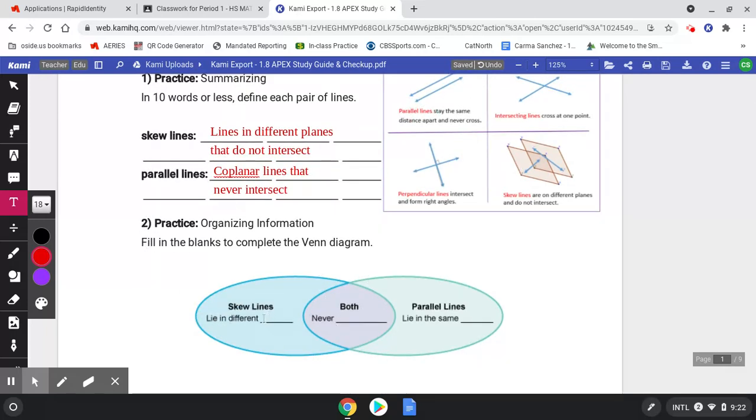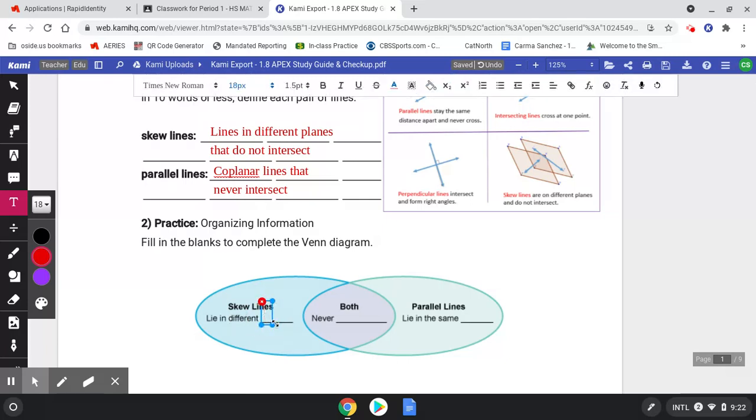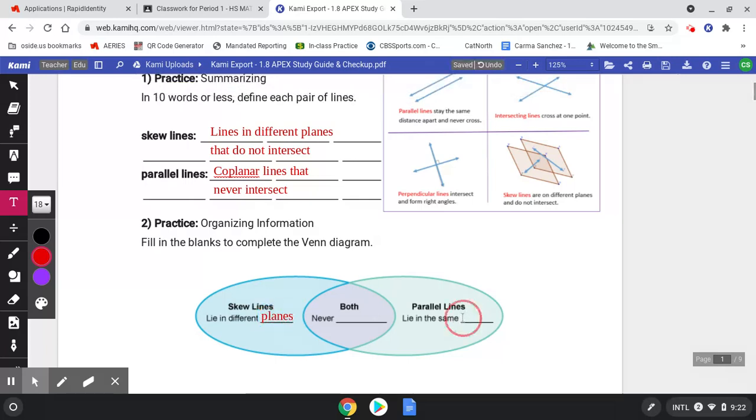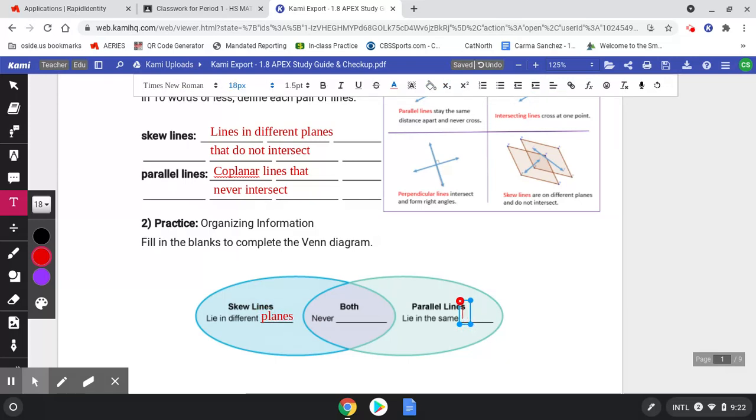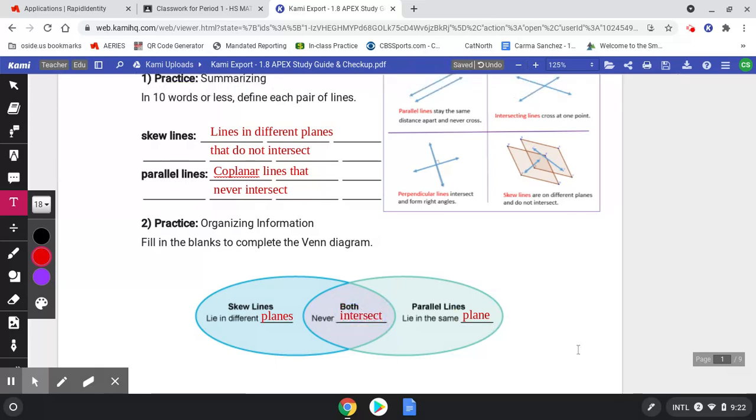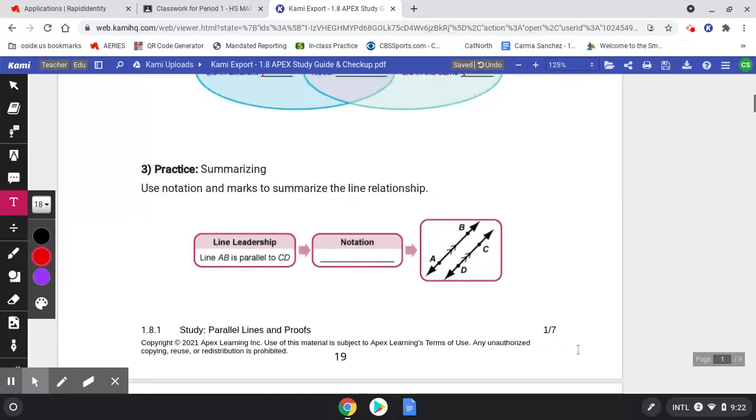All right, fill in this Venn diagram. So skewed lines lie in different planes. Parallel lines lie on the same plane. And both never intersect. Okay. All right, let's look at the next section here.